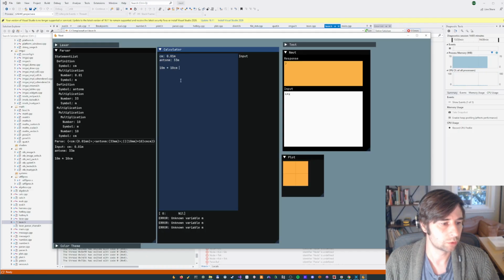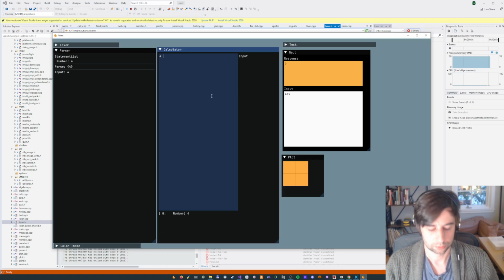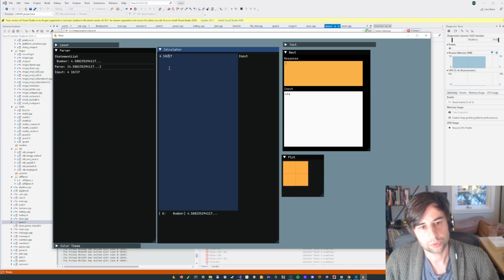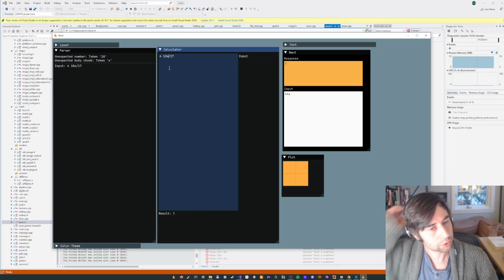Could we do 4 times 10x over 17? I don't know what that would mean. So 4 10x divided by 17. Yeah, so it's going to say unexpected number 10. And I think that's correct because I don't think this is a standard math notation. Like you ought to be able to do this, I think. Or if you want it to be, yeah. But putting the x here, I think is a little bit much.